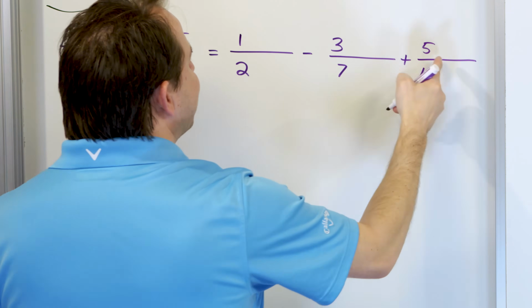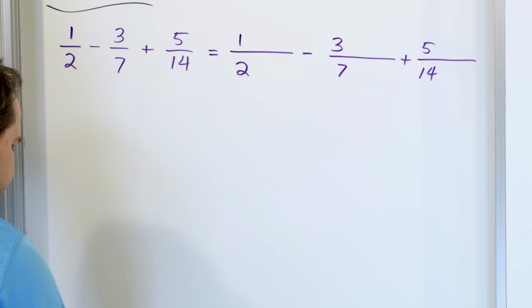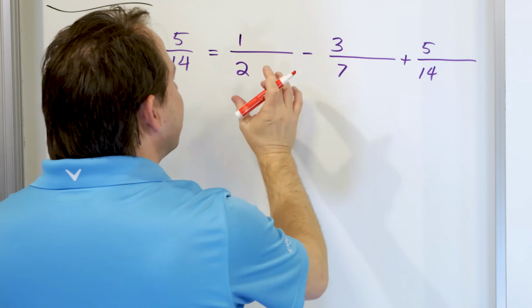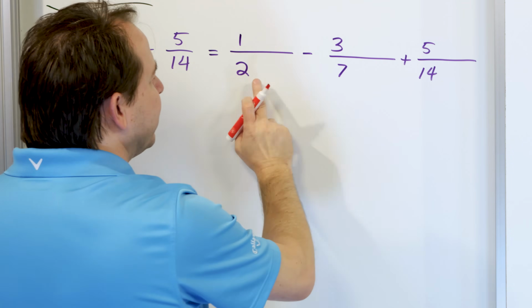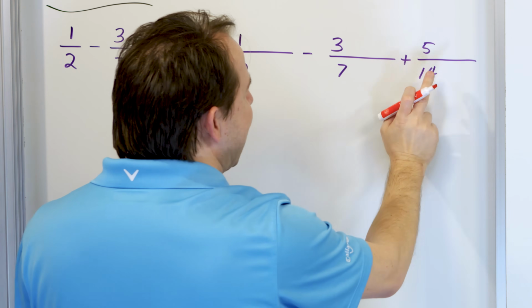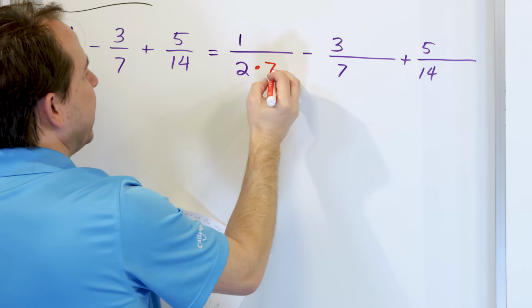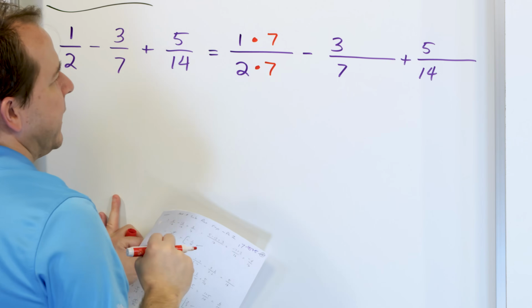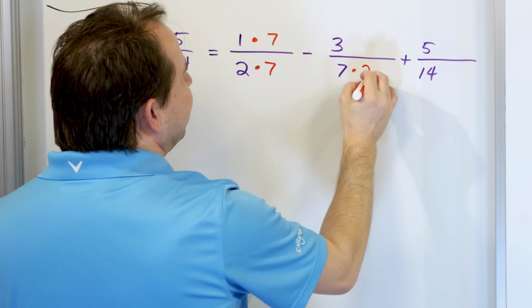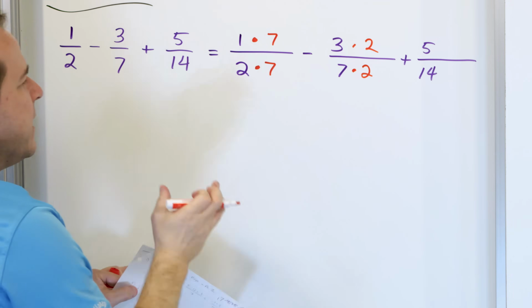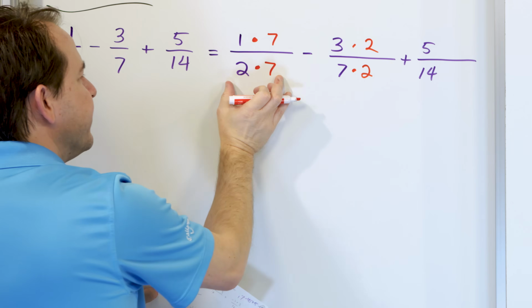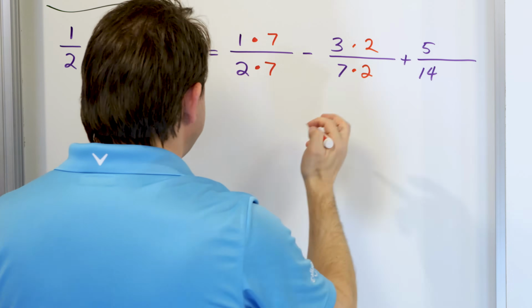But I'm making the fraction bar longer because I want a common denominator. I know 2 times 7 is 14, and I know 7 times 2 is 14, and I have a 14 here. So I can multiply this fraction by 7 as long as I do it to the top and the bottom. And I can multiply this fraction by 2 as long as I do it to the top and the bottom. The reason I'm doing that is that it will give me a new fraction with 14 for all of the bottoms.